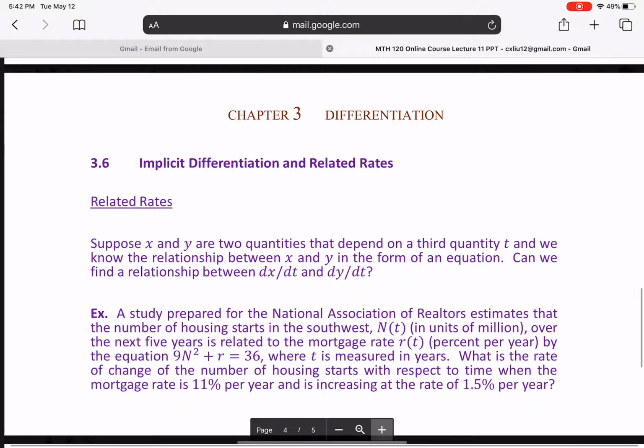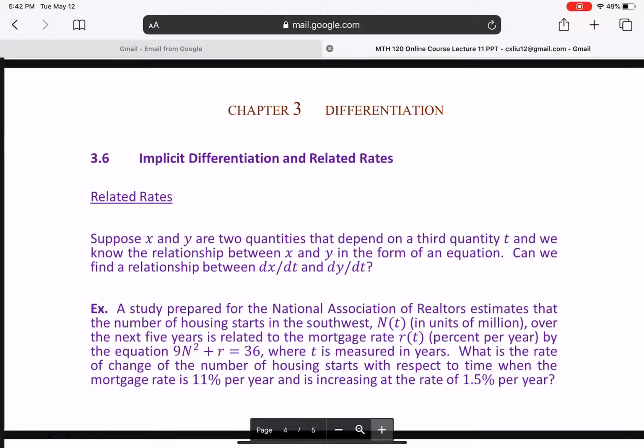Now let's talk about related rates. Suppose x and y are two quantities that depend on a third quantity t. So both x and y are functions of t. And we know the relationship between x and y in the form of an equation. Can you find the relationship between the rates dx over dt and dy over dt? It turns out that we can use the technique of implicit differentiation to solve this problem. So let's do a simple example.